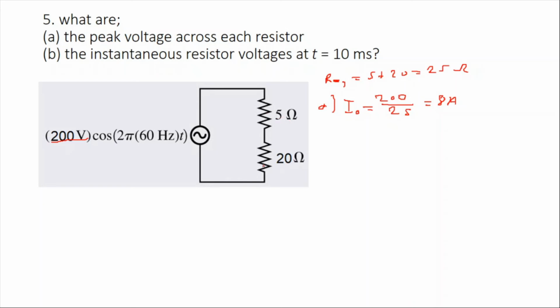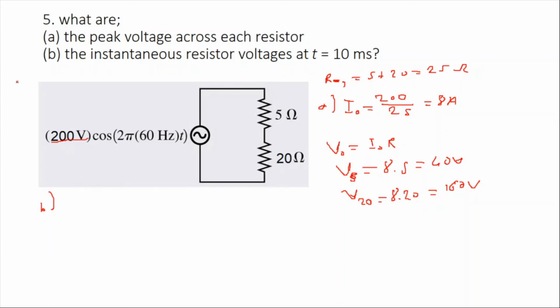If this is the peak current, we can now find the peak voltages here and here, in this resistor and in that one. We know that V peak is equal to I peak times resistance. For the first one, let's write V5 equal to I maximum 8 times R 5, so the maximum voltage here will be 40 volts. Let's call this one V20. It will be equal to 8 times 20, which is 160 volts. So this is A.